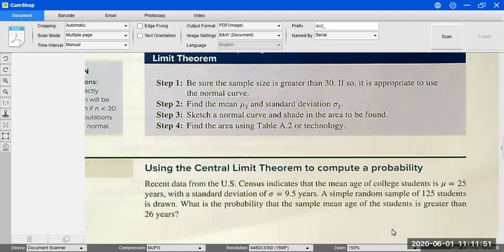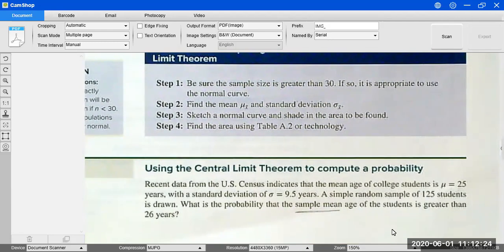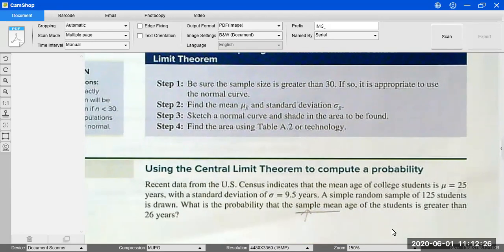The important thing now is that they are not asking about the probability that one individual age would be greater than 26 years, not just a single individual. They are talking about the mean of the sample of those ages being greater than 26 years. So they are talking now about the sample mean, about a sample. So we need a sampling distribution to solve this problem.